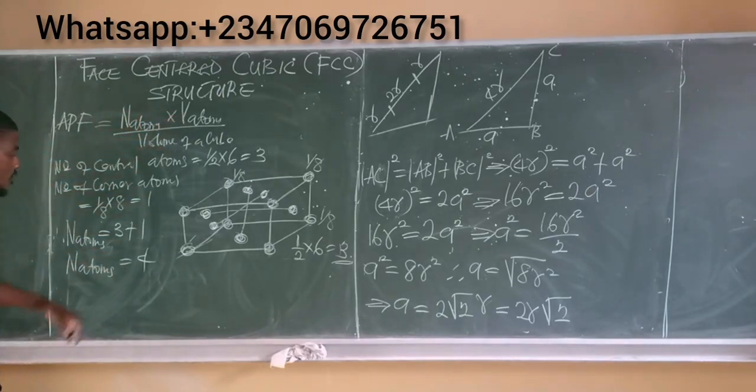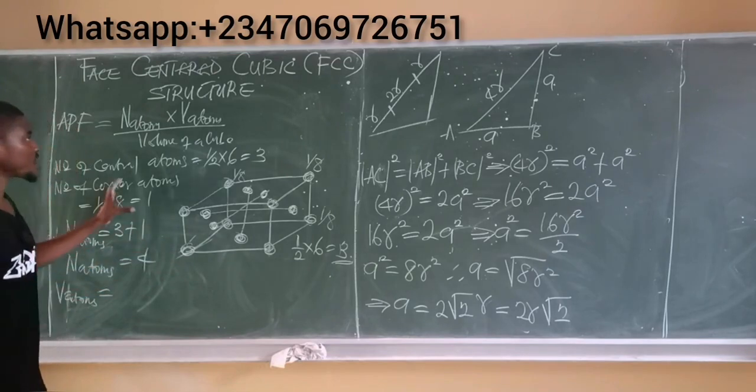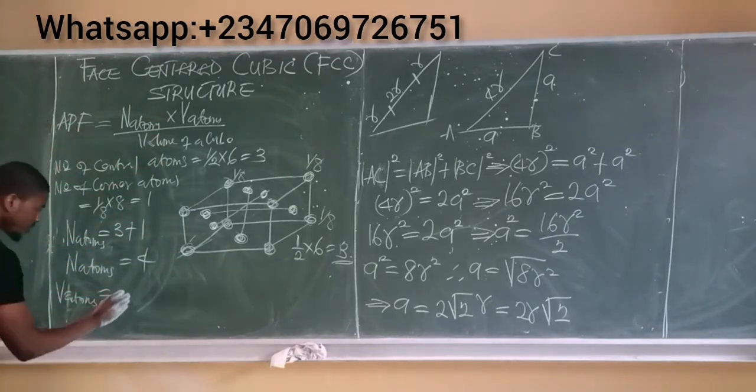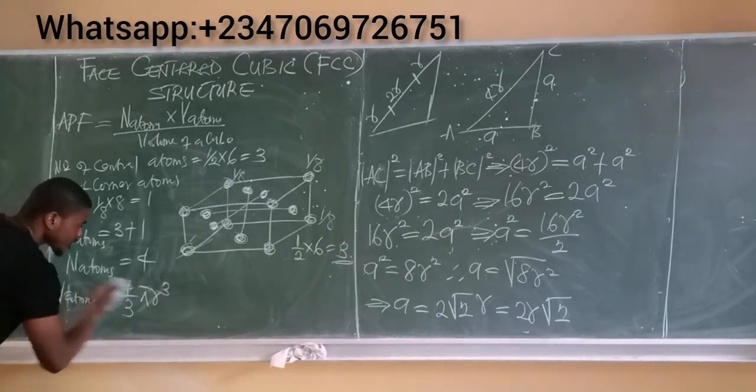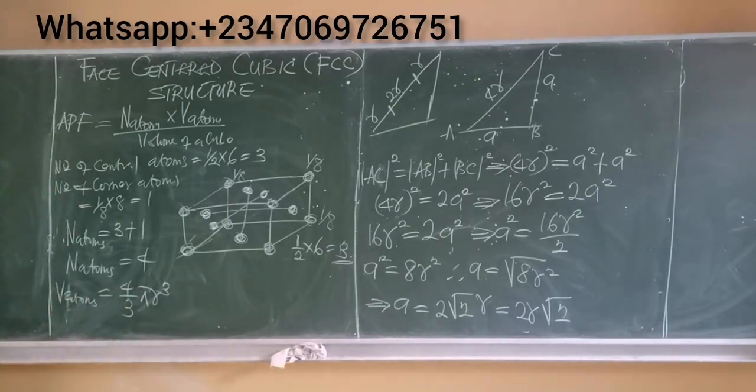Now, the volume of the atom itself. Of course, the volume of an atom is the volume of a sphere, because all atoms are spherical in nature. So they take the volume of a sphere, and the volume of a sphere is simply 4 over 3 pi r cubed. So that becomes the volume of the atom.